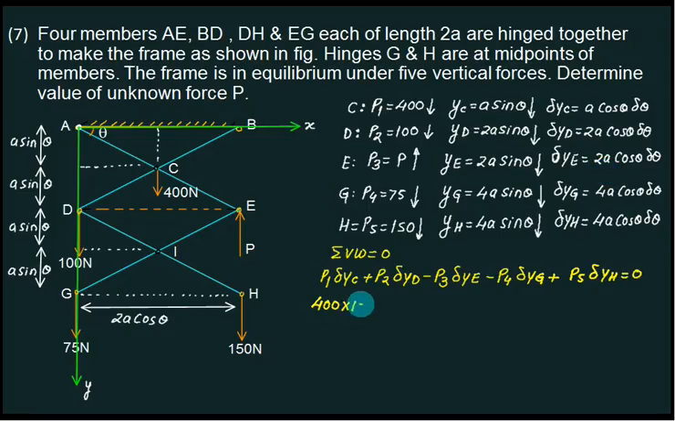So I will just multiply by 1, plus 100. This one is 2A cos theta, so I will just multiply it by 2, minus P3. P3 is P. A is multiplied by 2, plus this one is a plus quantity. This one is 75 into 4, plus 150 into 4, equal to 0. So this one is 600, 600 and 300 is 900, 900 and 200 is 1100, 400 plus 1100 is 1500, divided by 2, this is 750.